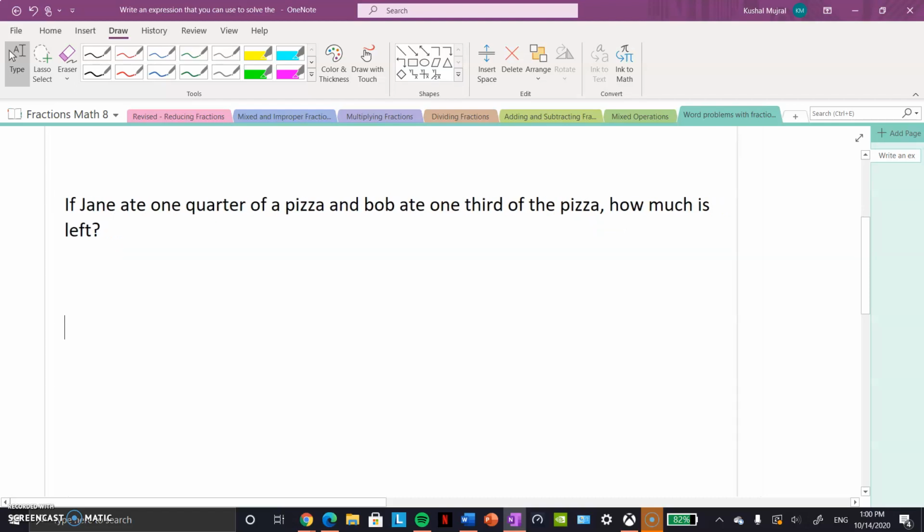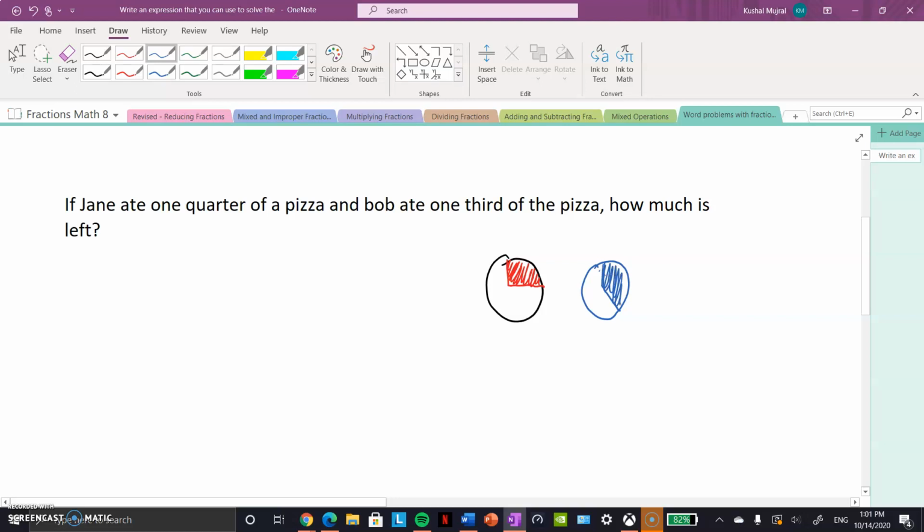If Jane ate 1/4 of a pizza, so first of all, let's draw a pizza. Jane ate 1/4 of that pizza, okay? So that's how much Jane ate. And Bob ate 1/3 of the pizza. How much is left over?